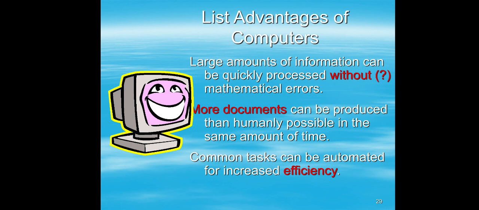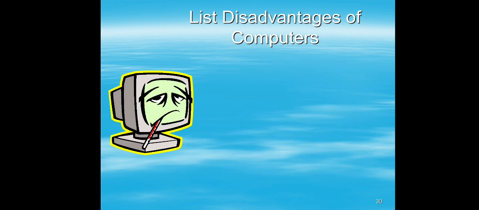Also, the software is very efficient. You enter the data, and then the software can generate documents. The software can generate invoices, receipts, etc. quickly. Common tasks can be automated for increased efficiency. So that is the advantage. This is one of the advantages of using software. Things can be done very quickly.